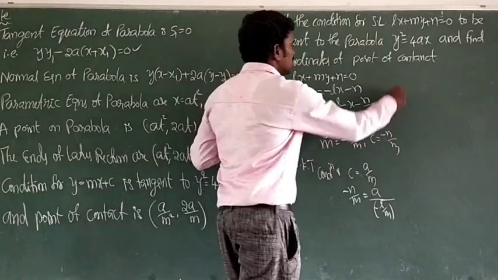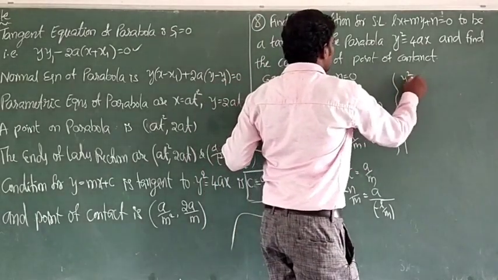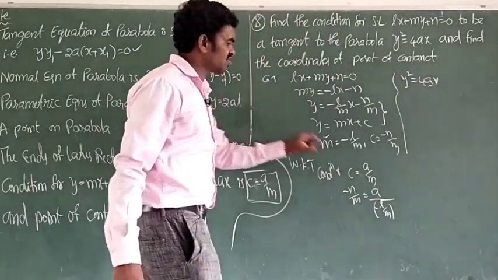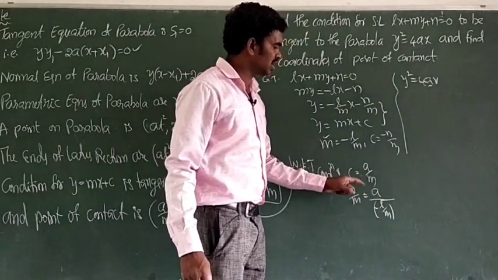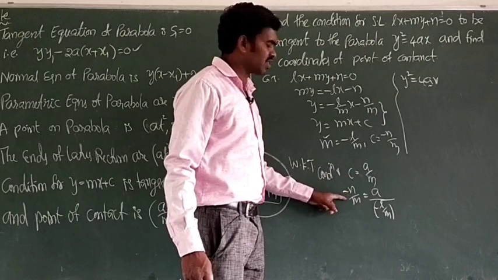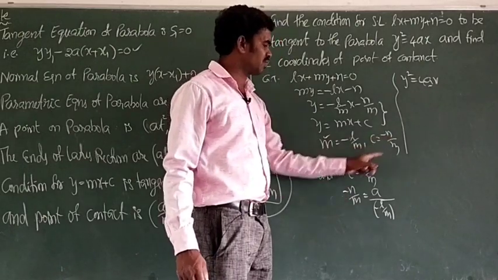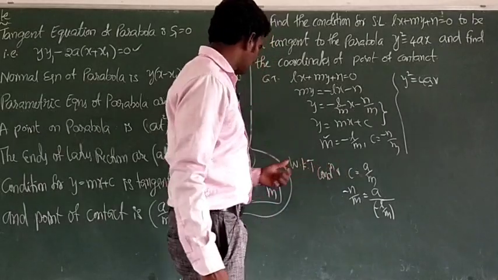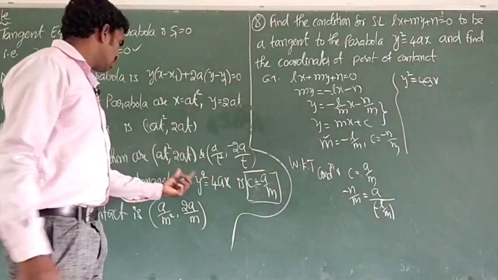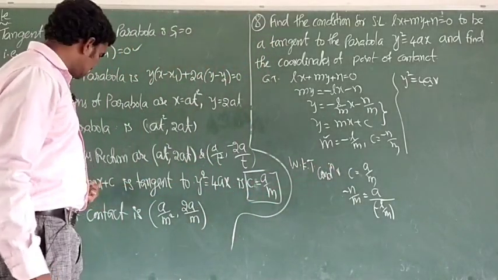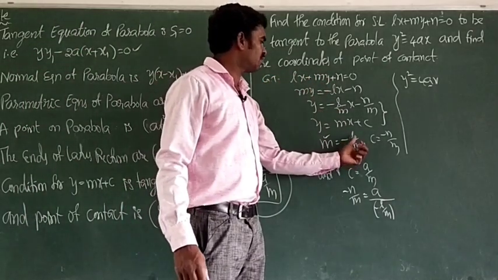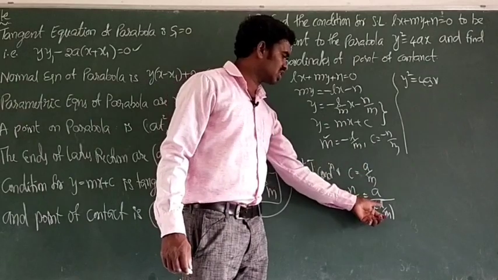Okay. Second, the equation of the parabola is y square equal to 4ax. So here a means a only, there is nothing changed. That's why a is written here. c means the constant term from the line equation, that is minus n by m. And m means the slope for y equal to mx plus c. This is the slope. But here the slope of this equation means minus l by m. Okay, so that is minus l by m.